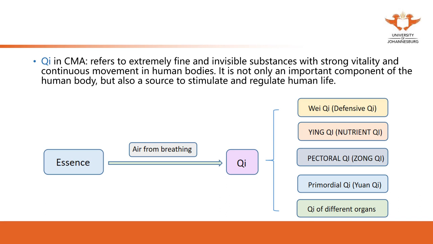So here there's one question: how many qi do we have in our body? Here I gave you five blocks, and then the qi in different organs also refers to different qi. So here it's quite confusing. How many qi do we have? The answer is only one. The reason is that defensive qi, nutrition qi, pectoral qi, primordial qi, and the organs' qi are all one kind, the same qi, but different ways to describe it. Now it becomes a bit confusing.